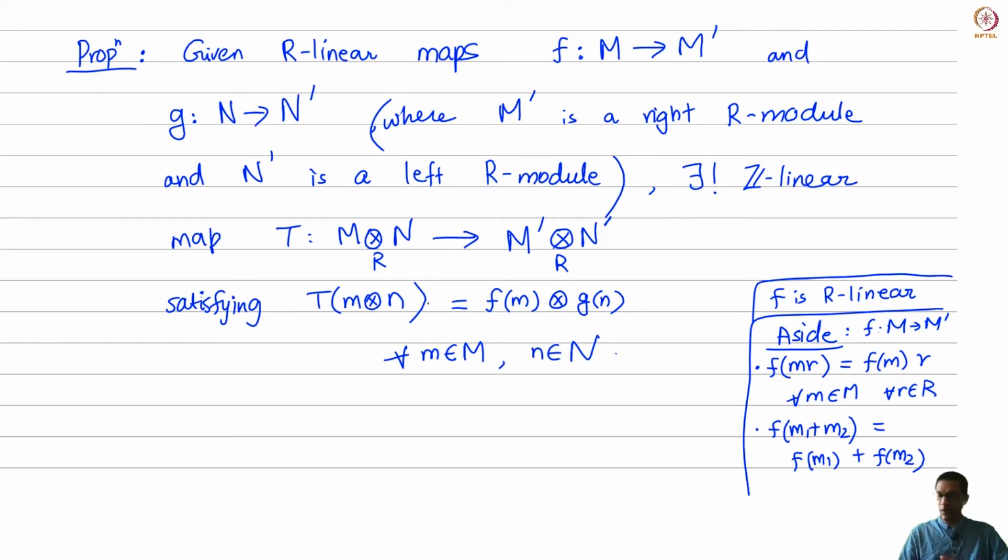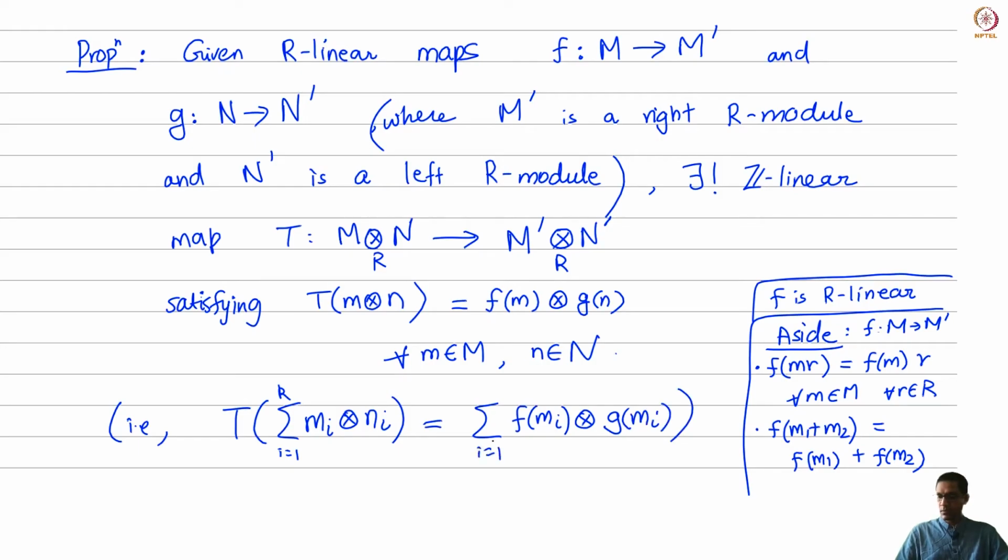Okay, so it satisfies this property for all these guys. So in other words, on a sum like this, what we mean is that T has the following property. On such a sum, it maps it to this. Like I said, this is the final property that we want T to satisfy, but we cannot start with this as the definition, because then we'll have to somehow show well-definedness.